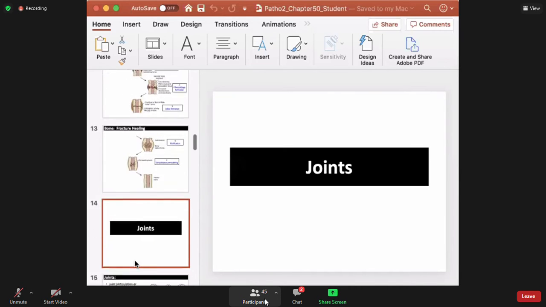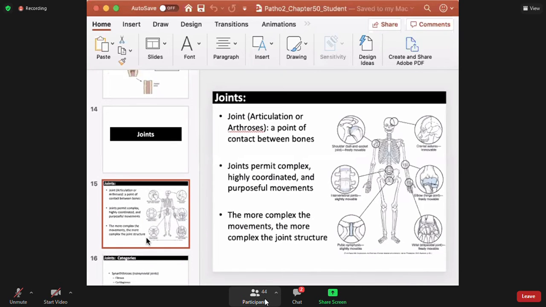Now, in terms of your different joints, your joints are your articulations. They're your contact point between the different bones, all right? Your joints permit movement and allow you to have purposeful and coordinated movements. In terms of the different types of joints, you've got ball and socket joints, or hinge joints, and in the cranium you've got joints that are slightly movable, like the pubic symphysis and the intervertebral joints.